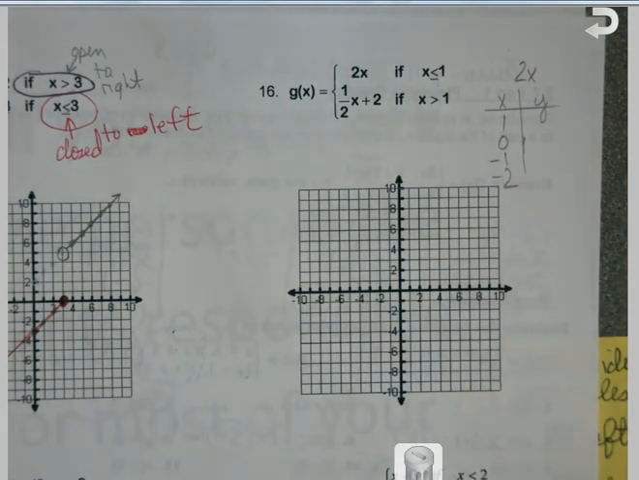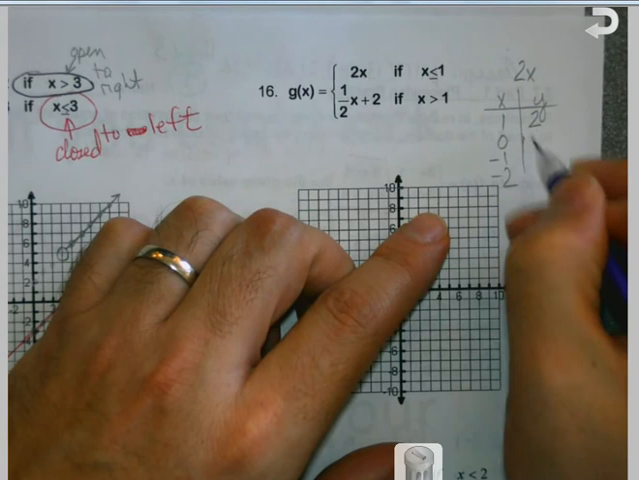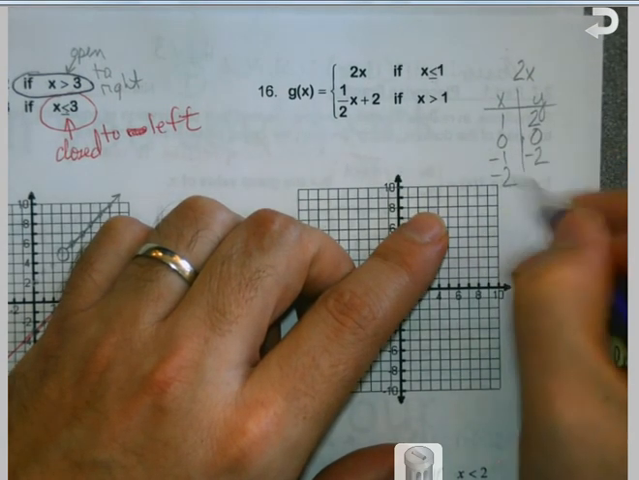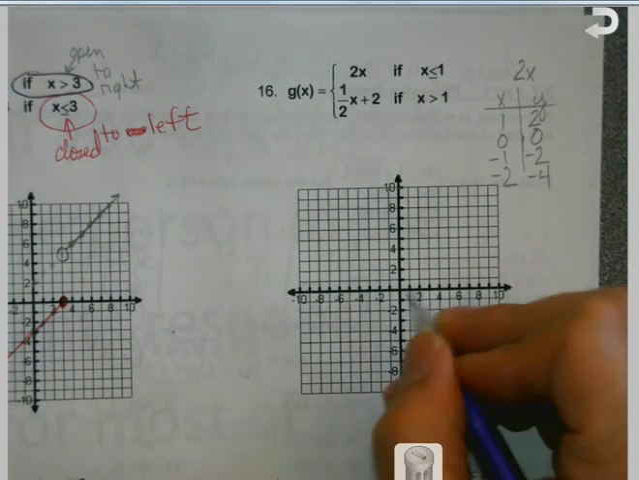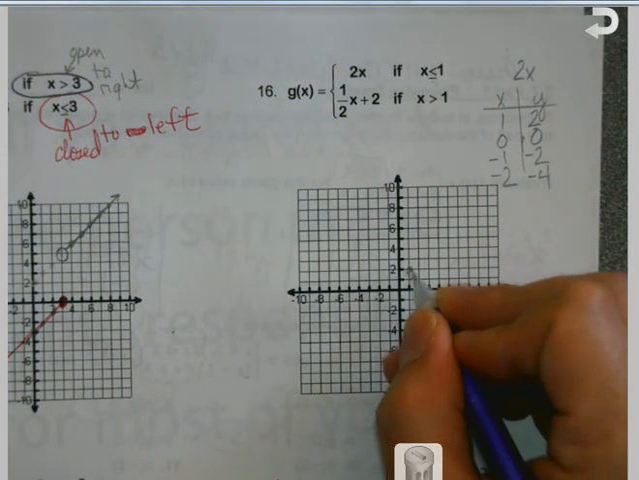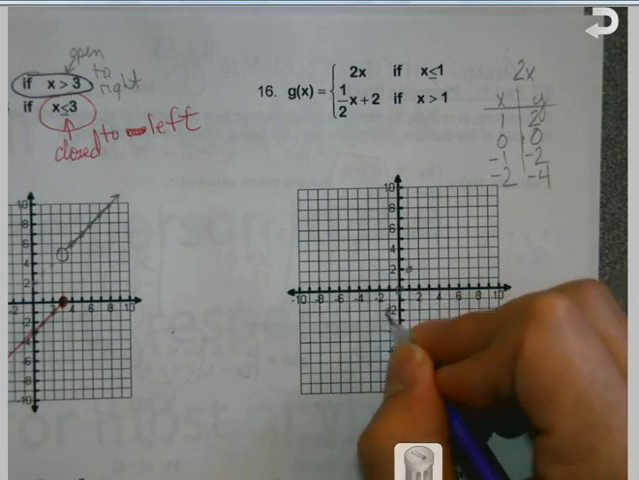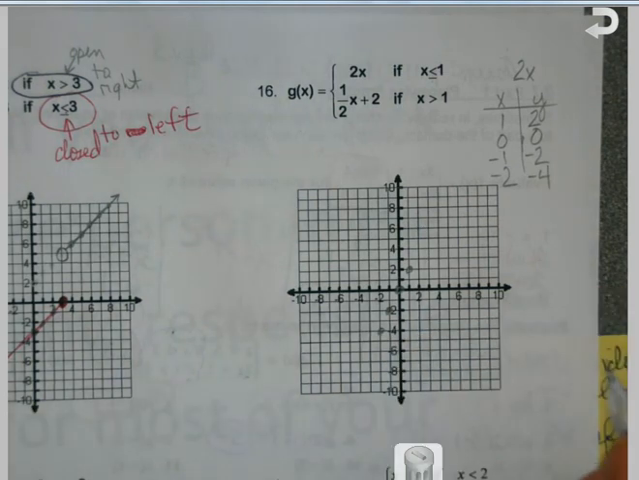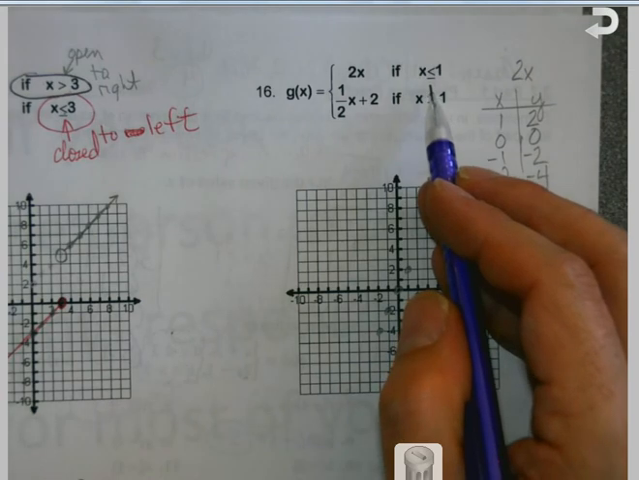Okay, so either, again, I can use the calculator, or, I mean, this is easy enough. I can do this in my head. 2 times 1 is 2. 2 times 0 is 0. 2 times -1 is -2. 2 times -2 is -4. And those are my coordinate points that I'm going to use. So I'm like, okay, (1, 2), (0, 0), (-1, -2), (-2, -4). But is my dot at 1 going to be open or closed?